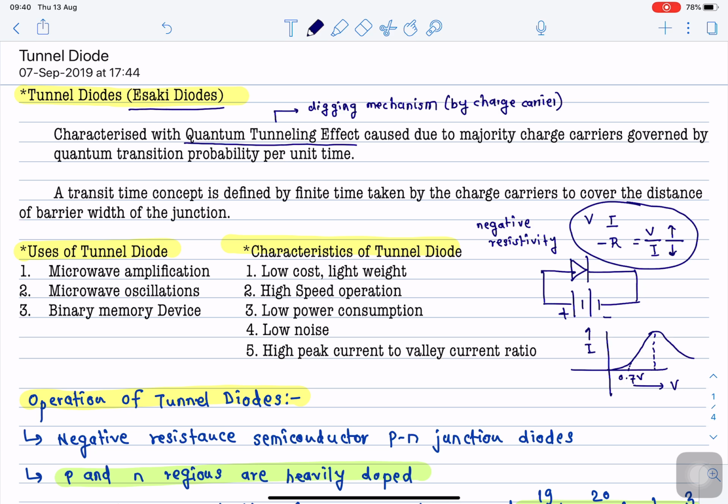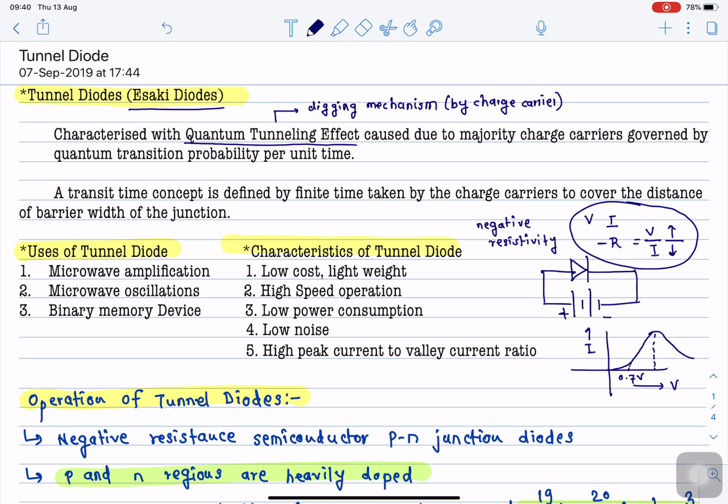They are going to dig the junction width, the barrier potential which the diode offers. Any diode, we know, provides a certain junction barrier. This junction barrier width is penetrated by the charge carriers, and this penetration of the barrier potential by the charge carriers of the diode we call a digging mechanism. This digging mechanism is given a different name, the tunneling effect.